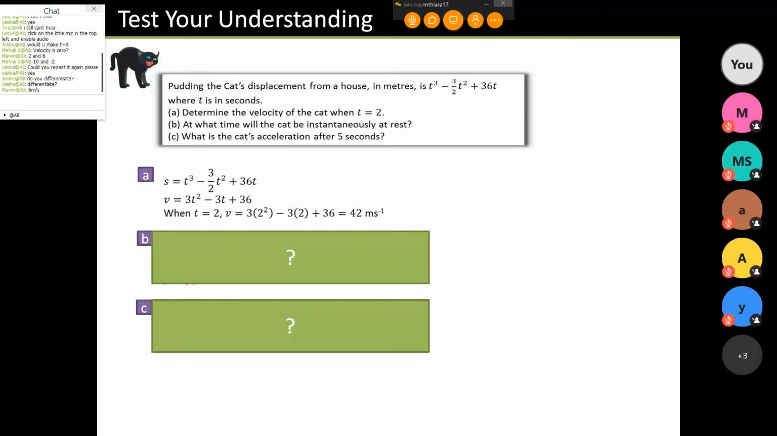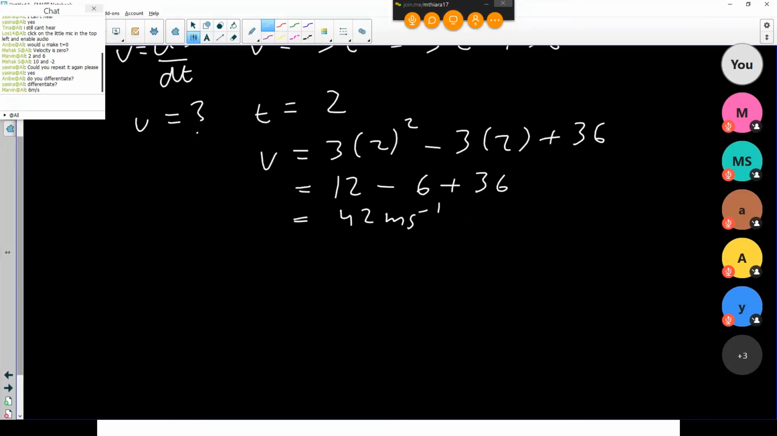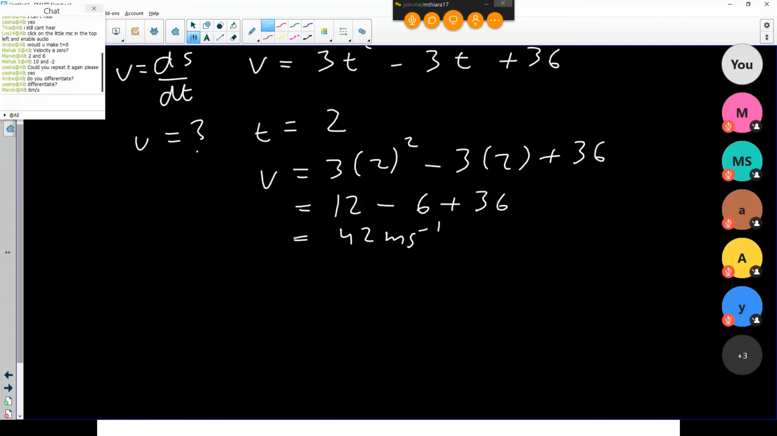Right, for part B, it says, at what time will the cat be instantaneously at rest? For the cat to be instantaneously at rest, that is when v equals 0. So the condition that I have for part B is that v equals 0 and t equals question mark.